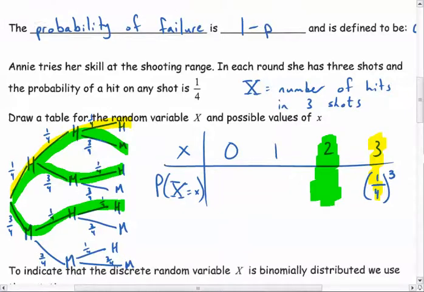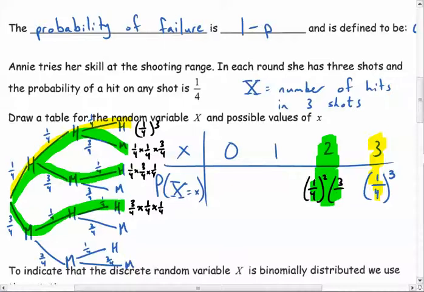So the yellow one is 1/4 to the power of 3. The green ones are 1/4 times 1/4 times 3/4, or 1/4 times 3/4 times 1/4, or 3/4 times 1/4 times 1/4. Okay, so all of those have 2 hits, so they have 2 1/4s, and they have 1 miss, so they have 1 3/4.